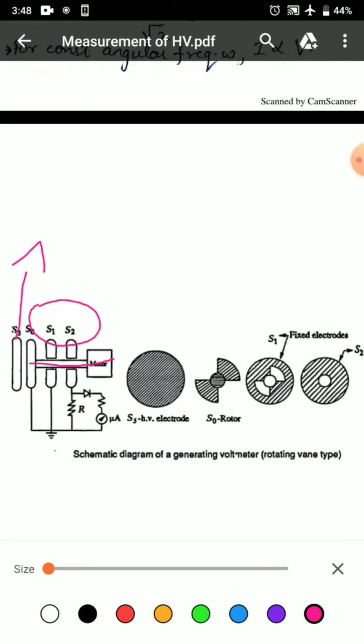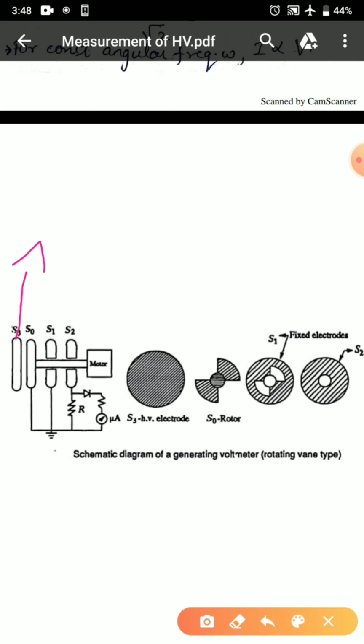So S0 is driven at a constant speed by a synchronous machine or motor at a suitable speed. Rotor vane S0 causes a periodic change in capacitance between the insulated disc S2 and the high voltage electrode S3. Here S3 is the high voltage electrode.